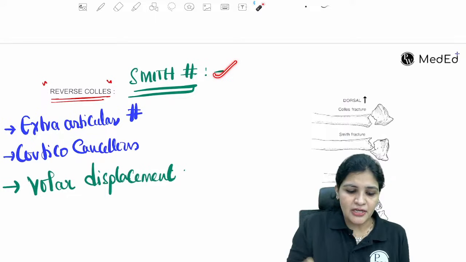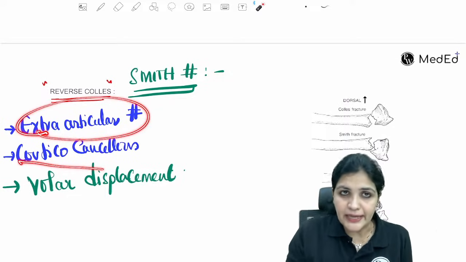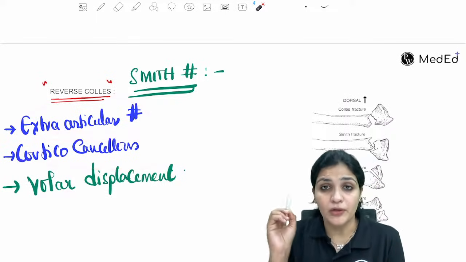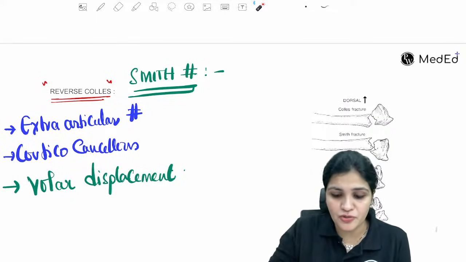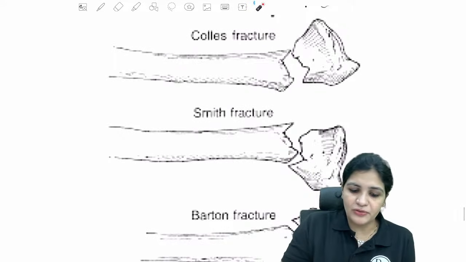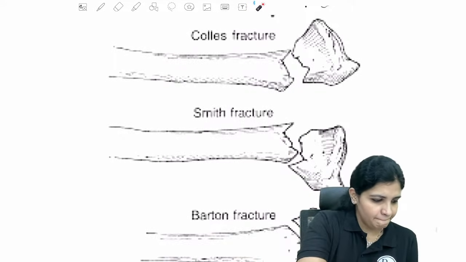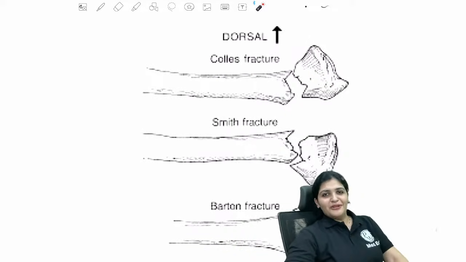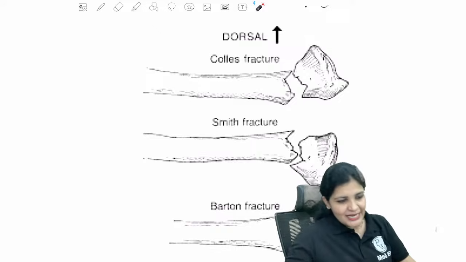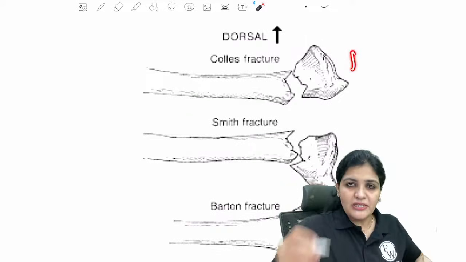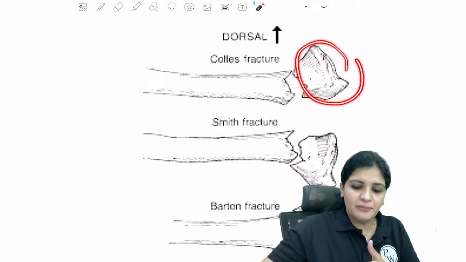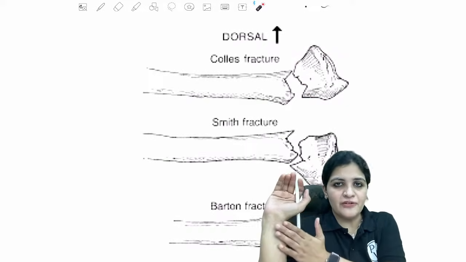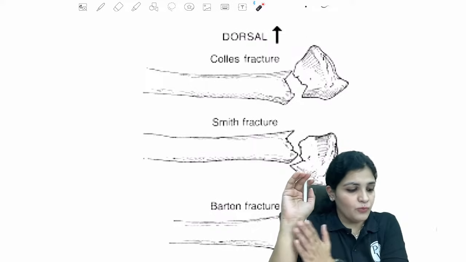So the Smith's fracture is an extra articular fracture, occurring in the corticocancellous junction. But what is most important here? The volar displacement. What do you mean by volar displacement? Exactly opposite to your Colles fracture. Now come back to this diagram. Samantha, I told you what dorsal displacement is. Exactly opposite to it is volar displacement. This is the dorsal part. If the fracture fragment is moving dorsally, that means this side, it is called dorsal displacement. If the fracture fragment is moving this side, then it is called volar displacement.